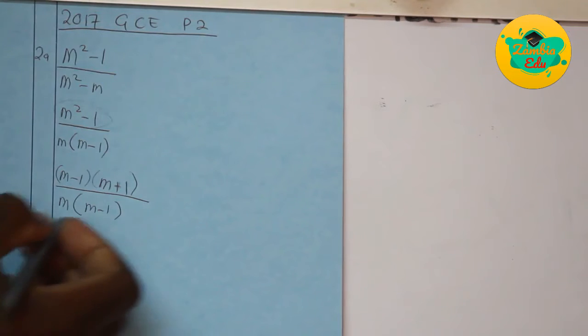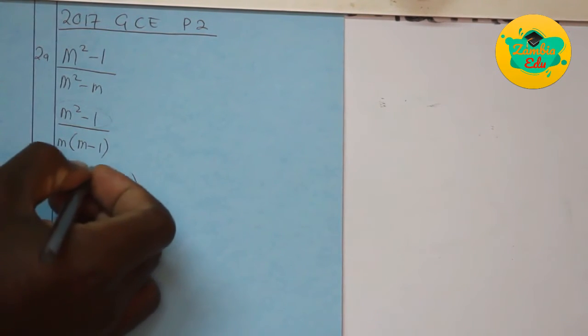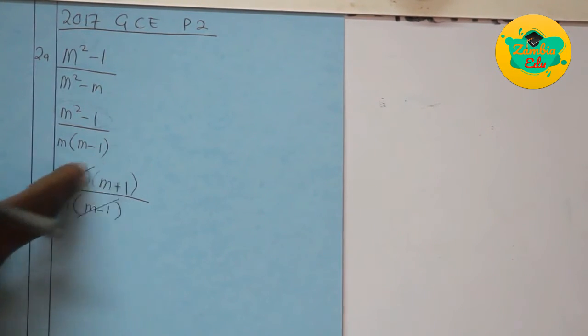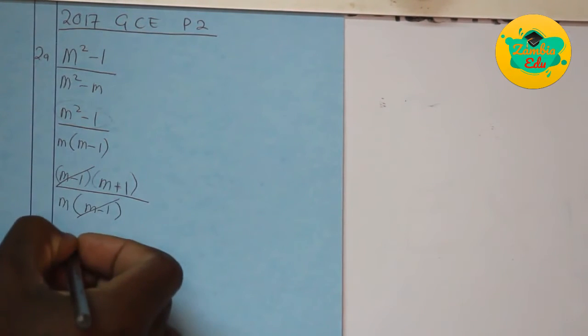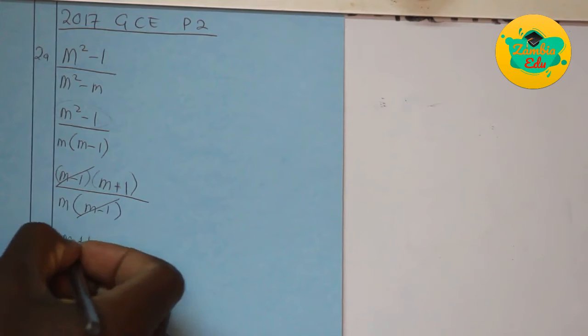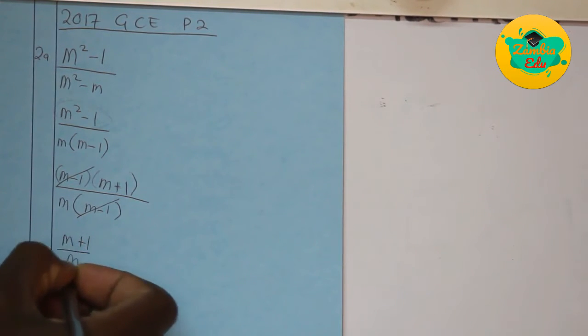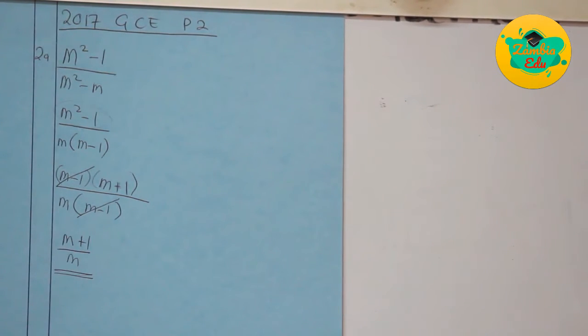Having done that, you notice that this and this is the same, so we cancel out in that way, and we remain with m plus 1 over m as our answer. That was question 2A, 2017 GCE.